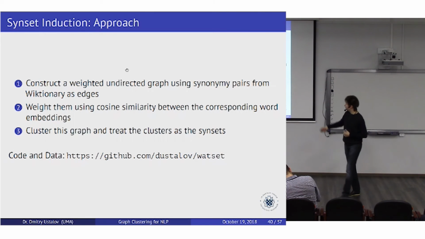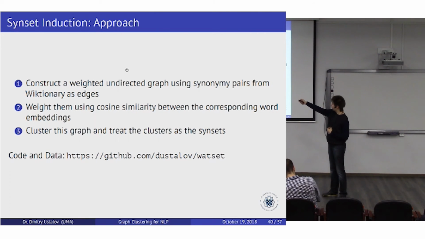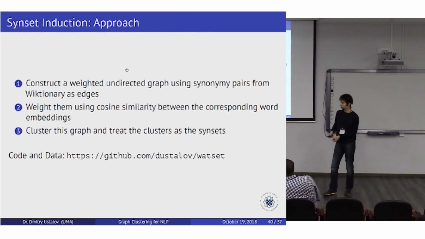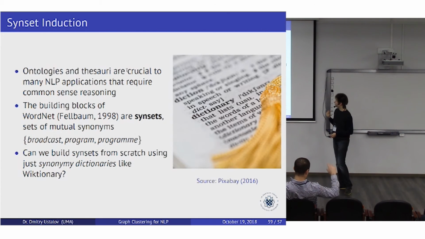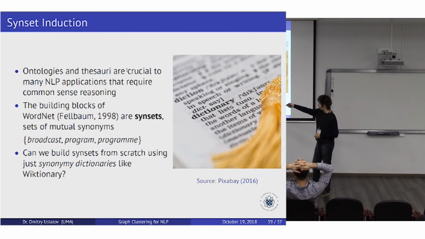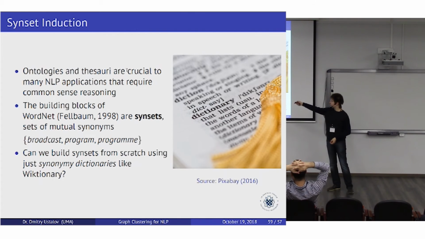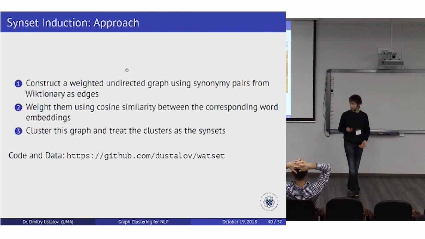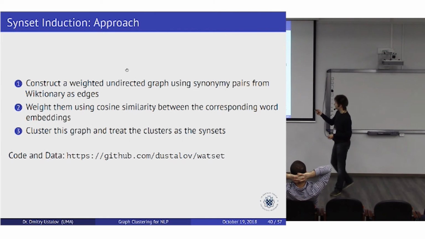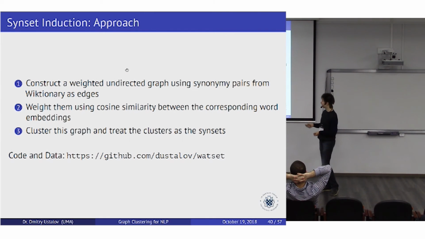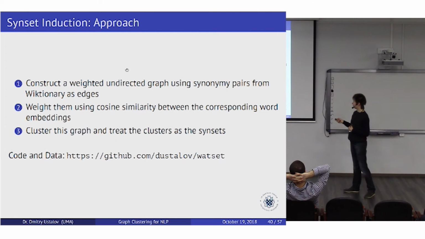Let's have a look at how to do this with graphs. Let's take synonymy dictionaries. For instance, program. It's a set of pairs like program, and so on. Let's construct a graph using these synonymy pairs. Let's use word2vec embeddings to compute the cosine similarity between these pairs, so you get edges. And let's cluster this graph and treat clusters as these synsets.